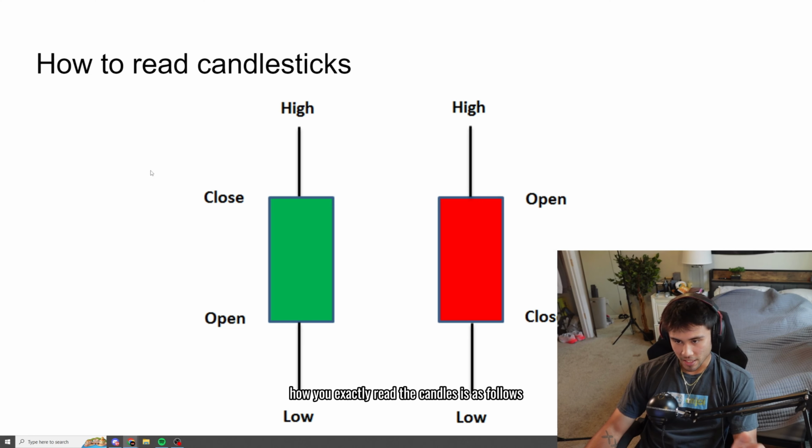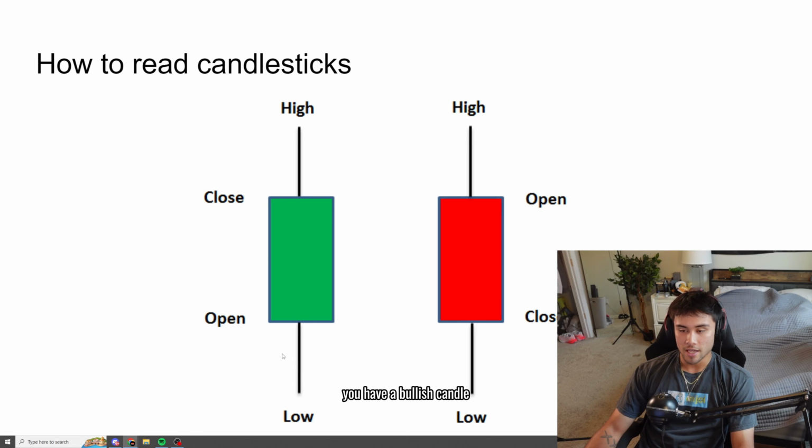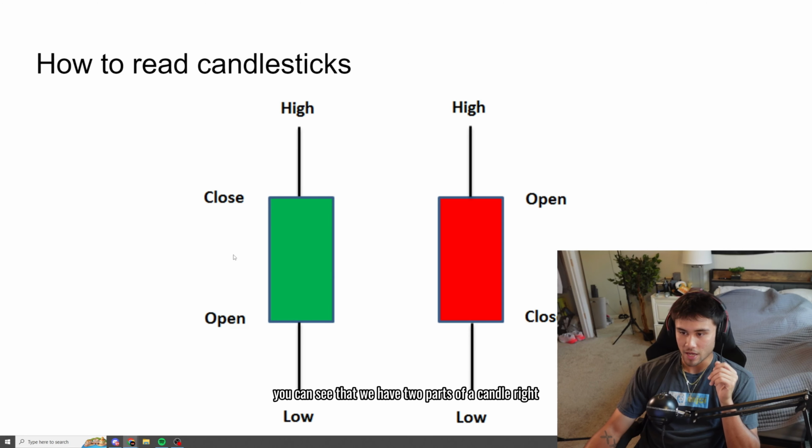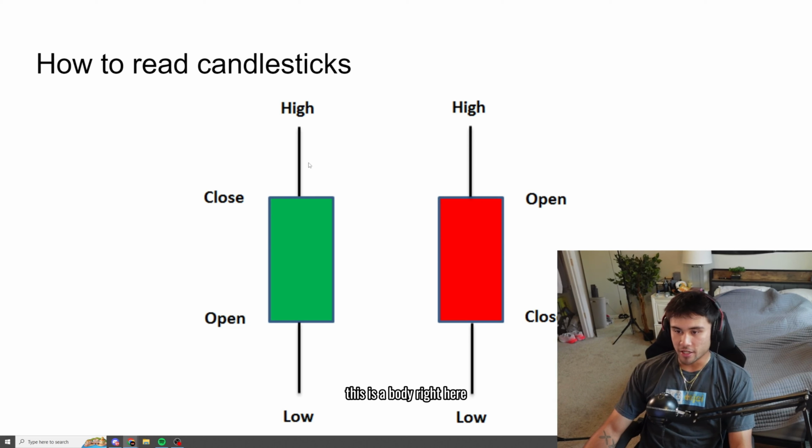How you read the candles is as follows. Obviously, you have two different kinds of candles. You have a bullish candle, aka a green candle, and you have a bearish candle, aka a red candle. First, we're going to go over the bullish candle. On the bullish candle here, you can see that we have 4 little markings: an open, a close, a high, and a low. We have 2 parts of a candle: this little rectangle part, and then a line on the top and the bottom. The box part is called the body, and the 2 lines on the top and the bottom are called wicks.